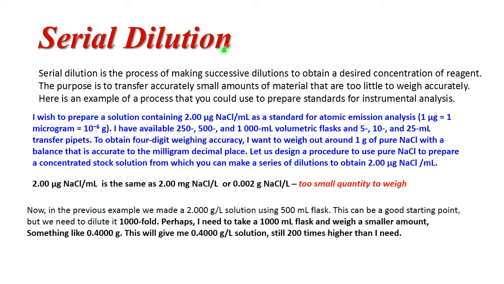Next, serial dilution. Serial dilution is the process of making successive dilutions to obtain the desired concentration of reagent. The purpose is to accurately transfer small amounts of material that are too little to weigh accurately. Here is an example of a process that you could use to prepare standards, for example, for instrumental analysis.